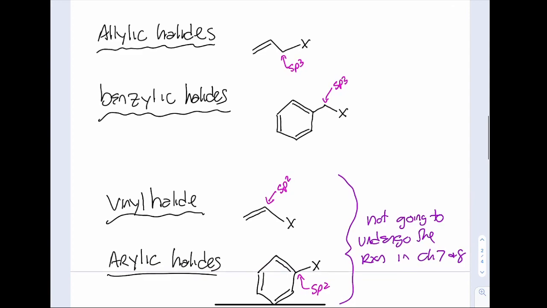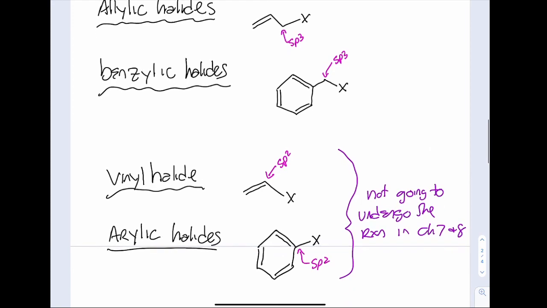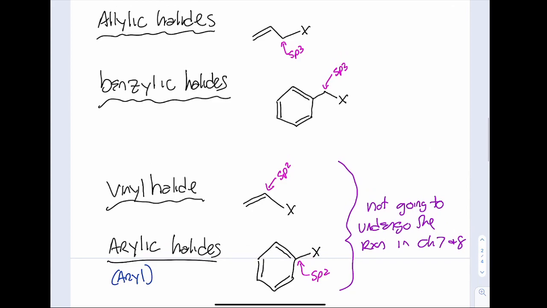Remember, our alkyl halide needs to be an sp3 hybridized carbon attached to that halogen. With vinyl and aryl, you have sp2. Aryl, sometimes, I think I said this but didn't write it down, sometimes we'll just say an aryl. It won't have the ic part on the end of it. So again, just watch out. sp3 hybridized carbon bonded to that halogen.